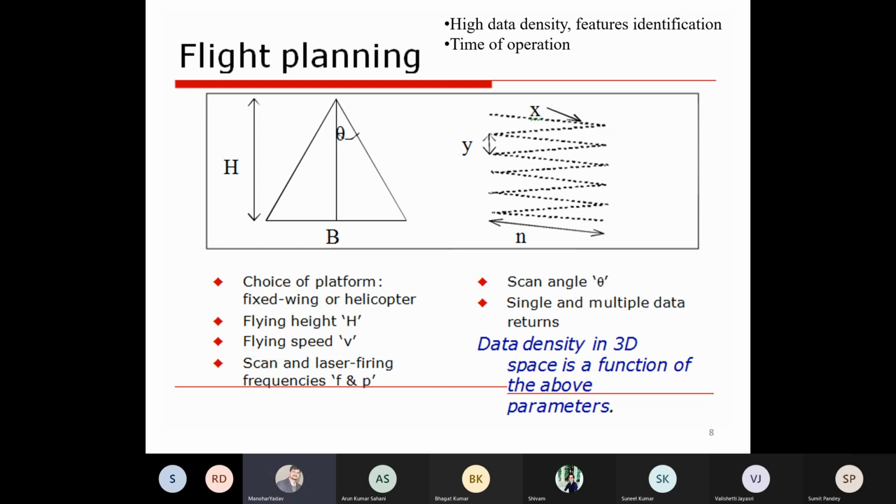Fine. But how do we calculate N over here? In this case, the line density along the scan line is calculated as number of points divided by length. It's not the scan rate. Scan rate we use to calculate the number of points in one scan line.